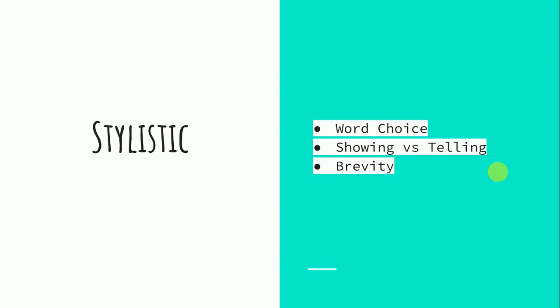Okay, so here we are, Creative Nonfiction Week 4. We're going to talk about stylistic choices that you can make to sound more natural. So we'll talk about word choice, showing versus telling, and brevity.